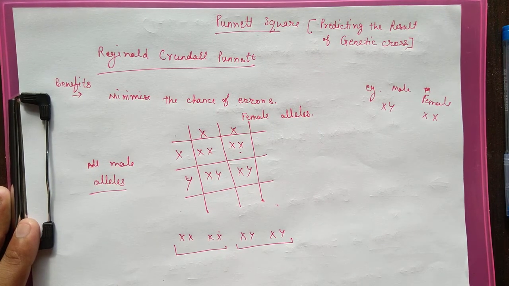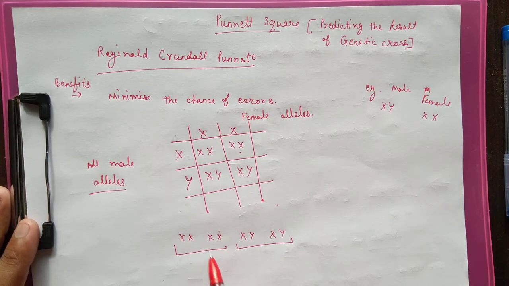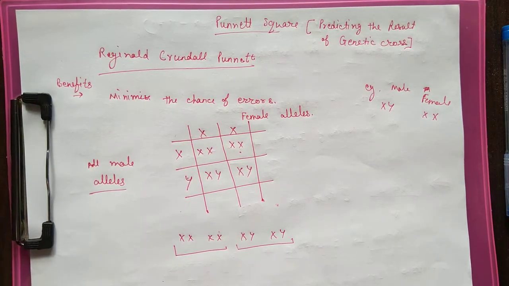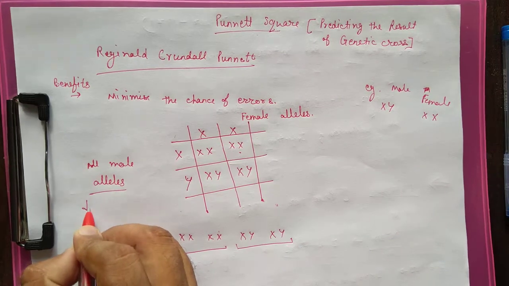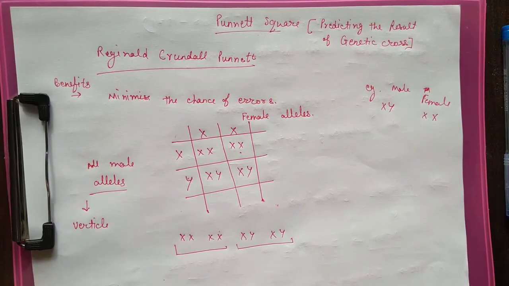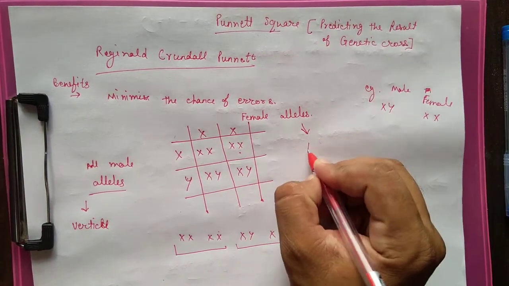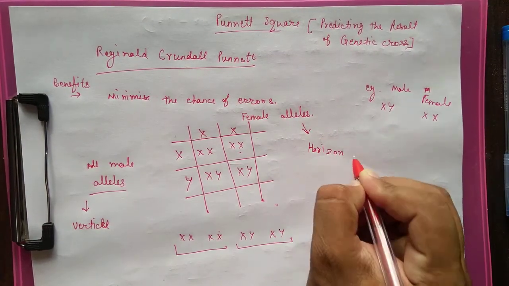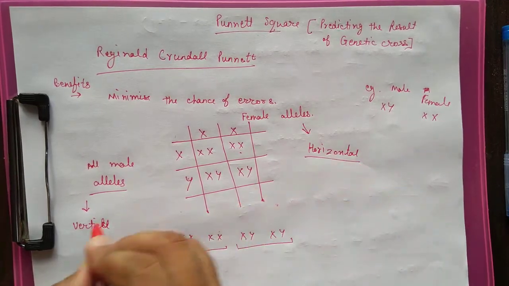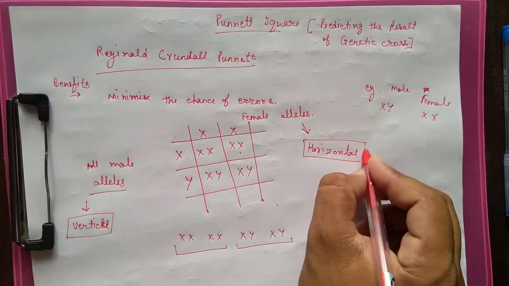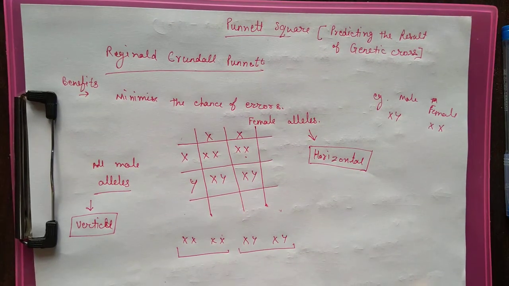It is used to minimize the chance of errors. By using this we can easily calculate the genetic result. There are two rules here. First, the male alleles are written vertically, and the female alleles are written horizontally. So this is all about the Punnett square.